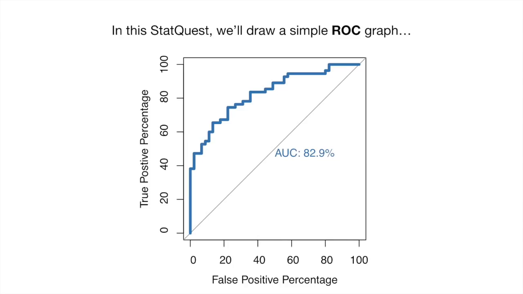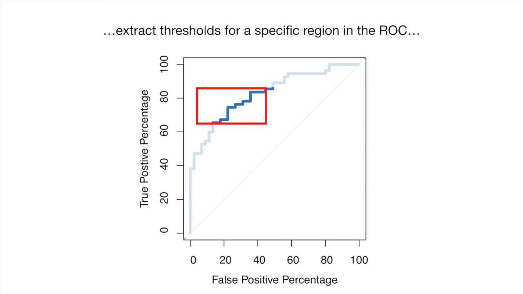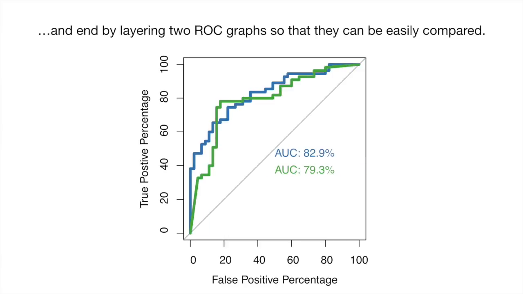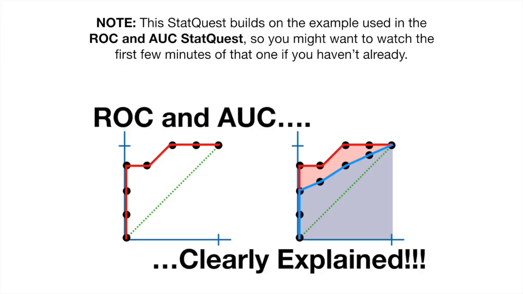In this StatQuest, we'll draw a simple ROC graph, extract thresholds for a specific region in the ROC, draw and compute a partial area under the curve, and end by layering two ROC graphs so that they can be easily compared. Note, this StatQuest builds on the example used in the ROC and AUC StatQuest, so you might want to watch the first few minutes of that one if you haven't already.